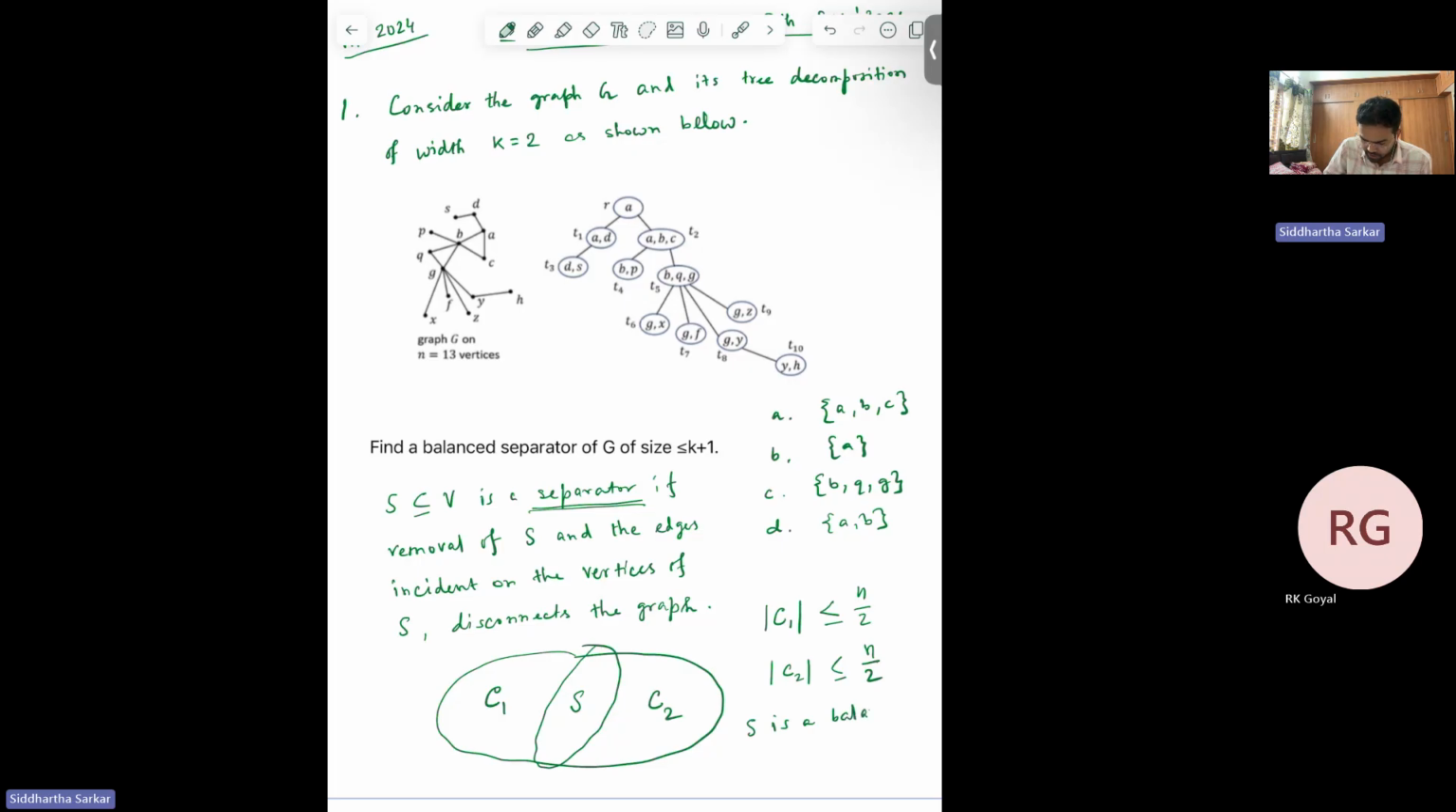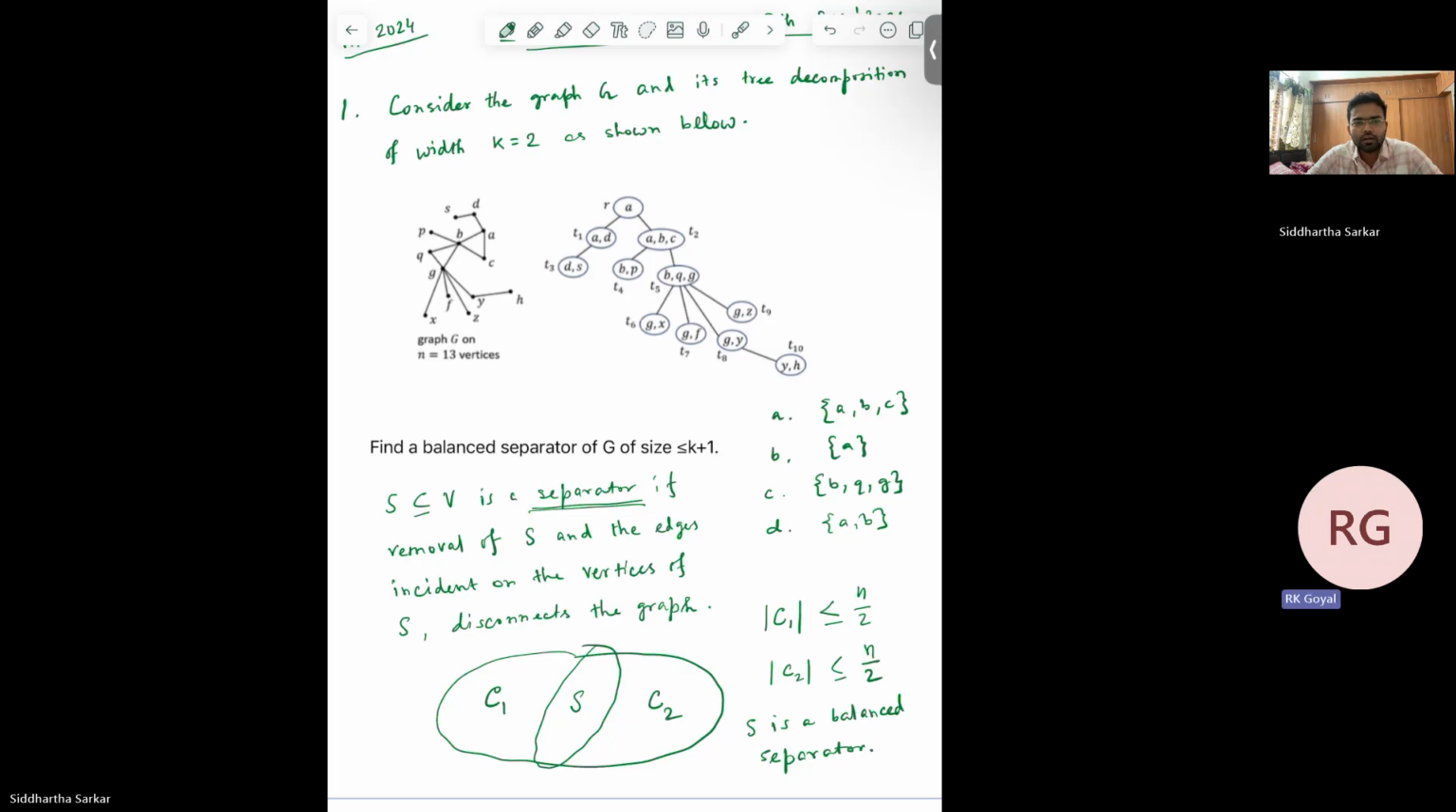So that means it is not breaking the graph into a heavy piece; all the pieces are light. If a component has less than n by 2 vertices, then we will say that the component is light. And if all the components are light, then we will say that S is a balanced separator. So is the definition of balanced separator clear?